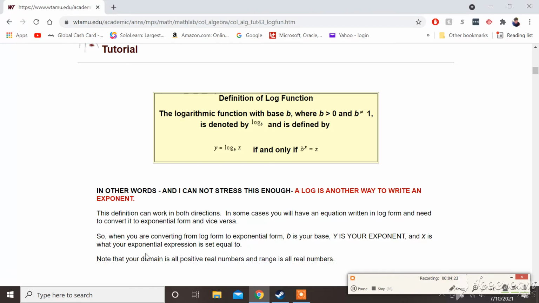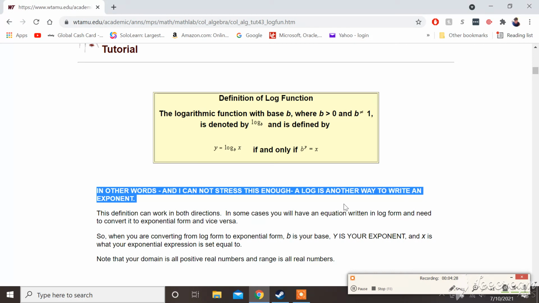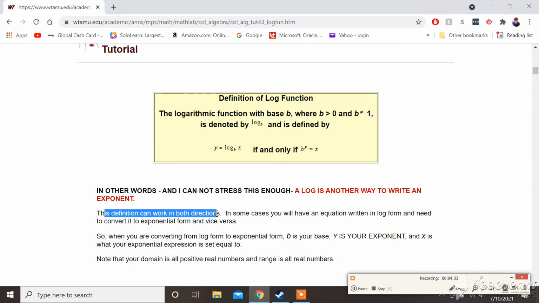I can't think of a way to explain that, but anyway. A log is another way to write an exponent. So you can work in both directions. It can become the exponent or the base.